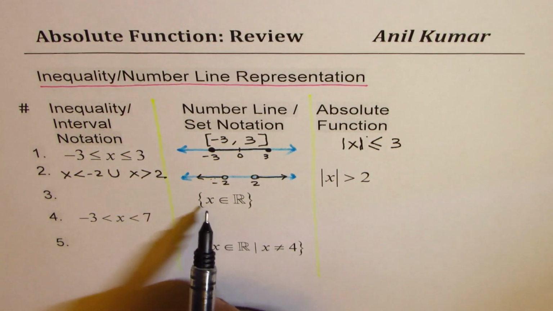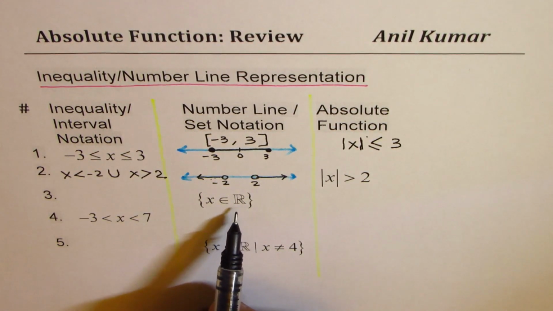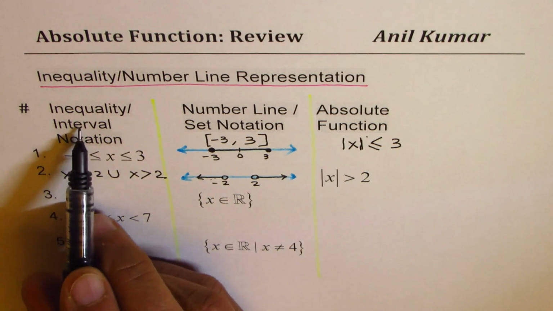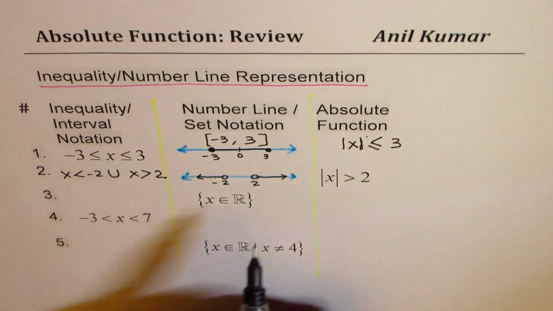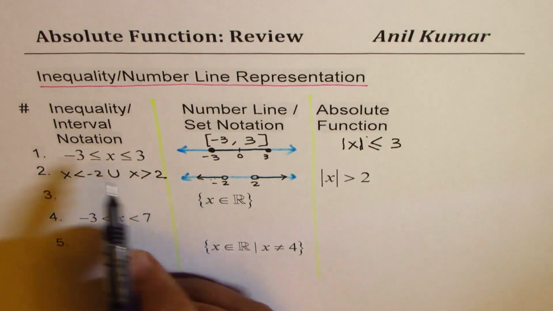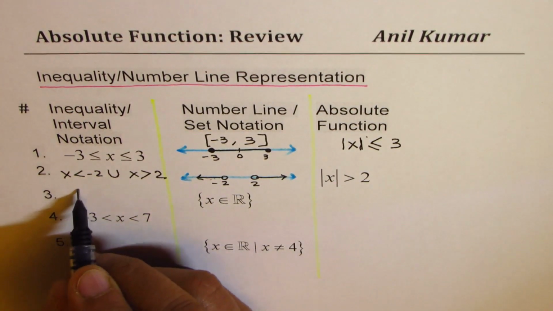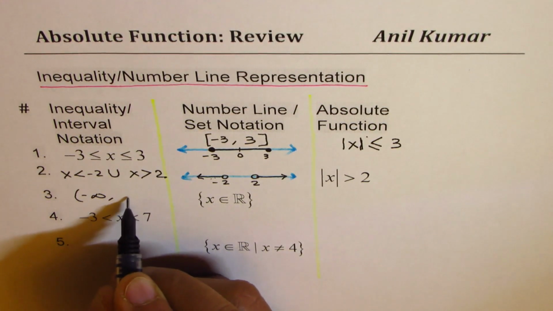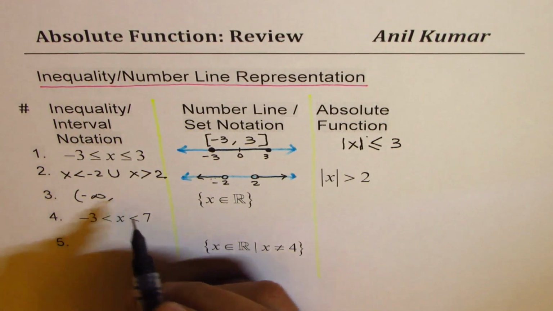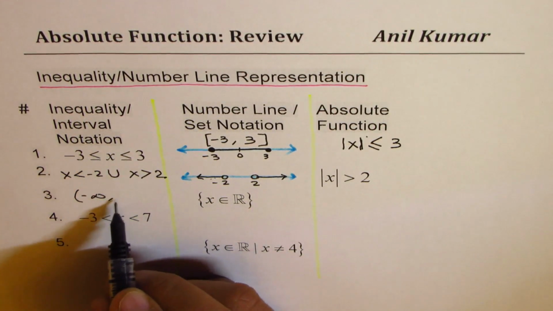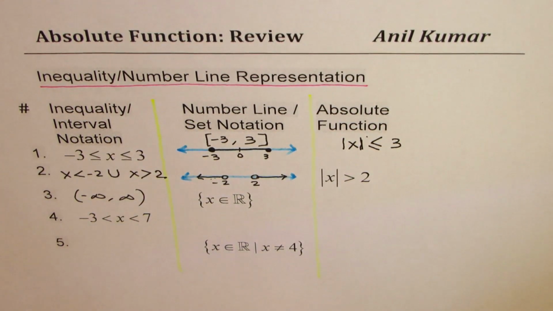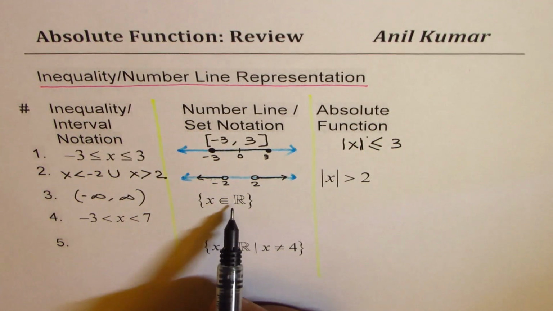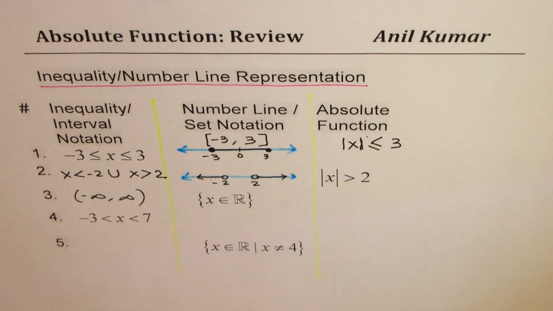Now when we say x belongs to real numbers, how do we write it in interval notation, or an inequality? Let me write this as an interval notation. So all real numbers means from minus infinity to plus infinity, right? You can never include infinity. But how do I write this as an absolute function? That's a great question. Think about it.